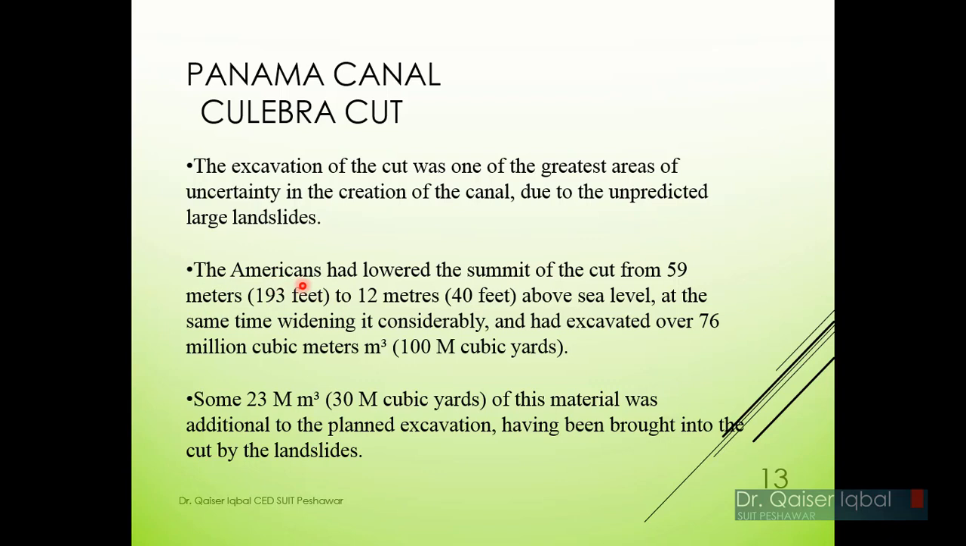The Americans who were building it at that time had lowered the summit of the cut from 59 meters, which is 193 feet, to 12 meters, which is basically 40 feet. So they made a cut of 150 feet, almost equal to a 15-story building. They were widening it as well, so they made the slopes of the sides much steeper. For this they had to cut 100 million cubic yards of material.